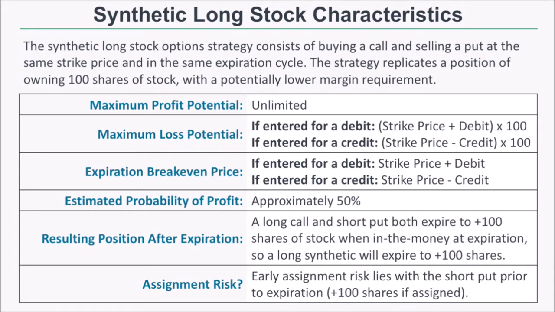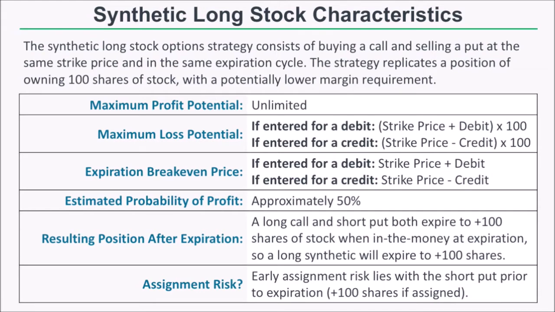Like a long stock position, the synthetic long stock position has unlimited profit potential, and to calculate the maximum loss potential, it depends on if you enter the synthetic for a debit or credit. If you enter it for a debit, the max loss is the strike price plus the debit times 100. If you enter it for a credit, it's the strike price minus the credit times 100. The expiration break-even price, if you enter for a debit, is the strike price plus the debit, and if you enter it for a credit, it's the strike price minus the credit.